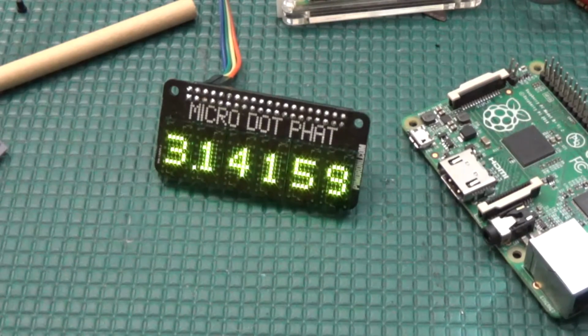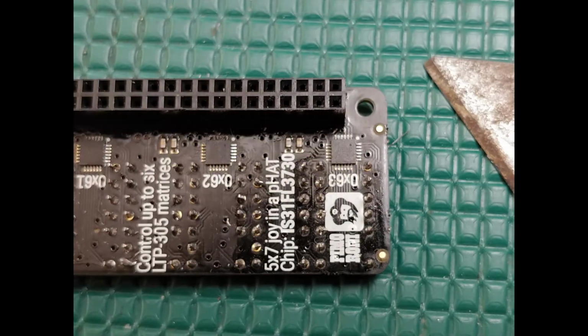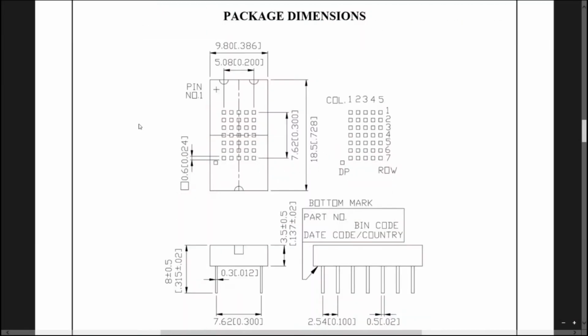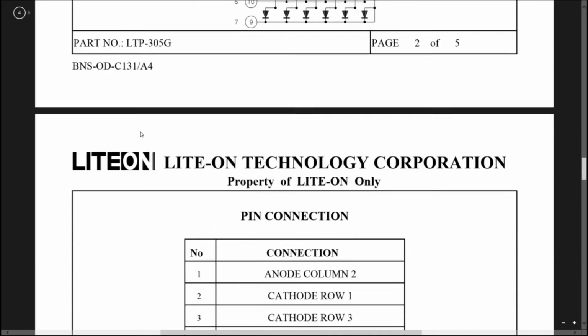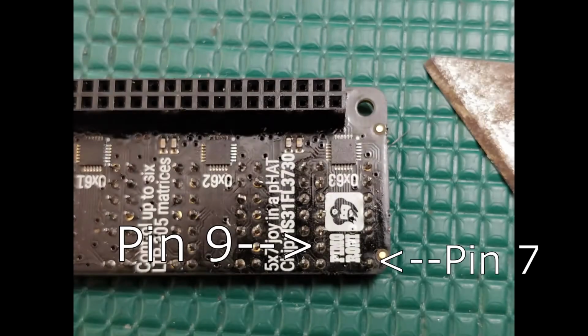I was ultimately able to figure out where the decimal for this display on address 63 was connected, and use that to determine the location of the decimal place. Here is the matrix layout of each display, and the decimal LED runs from pin 7, the anode, to pin 9, the cathode, which from the bottom are these two pins.